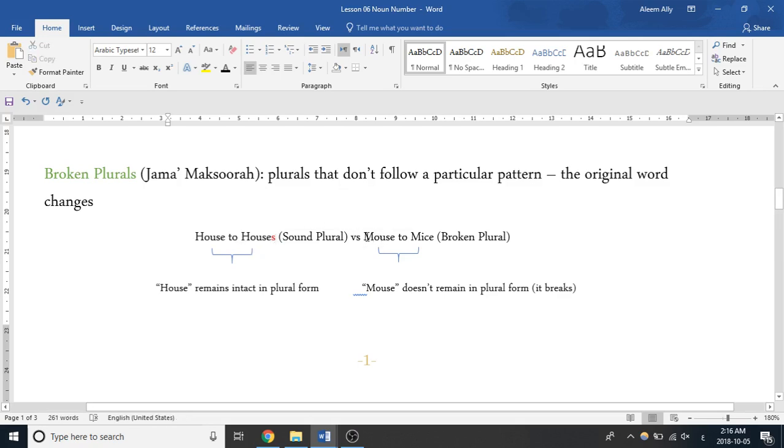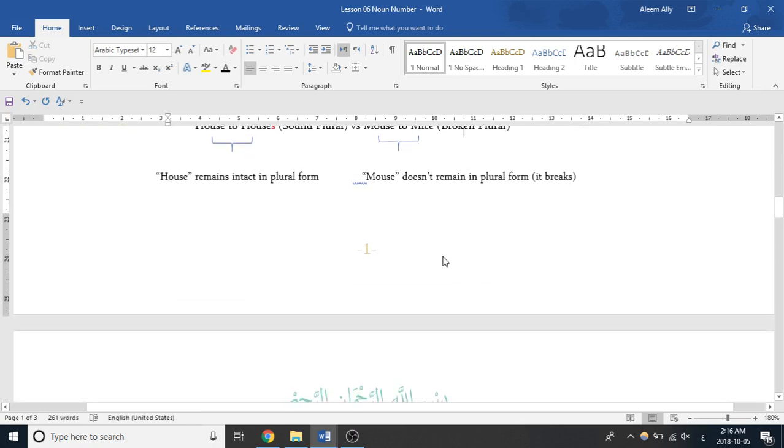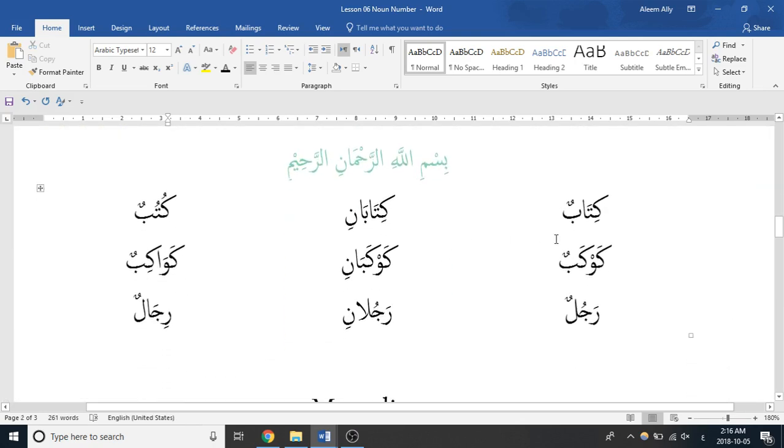A broken plural is where the word completely changes, right? We go from mouse to mice. We can't even identify the original word. That's a broken plural, and they exist in Arabic. So here we have kitab. So kitabun is a book, kitabani is 2 books, and then kutubun is books, referring to 3 or more.